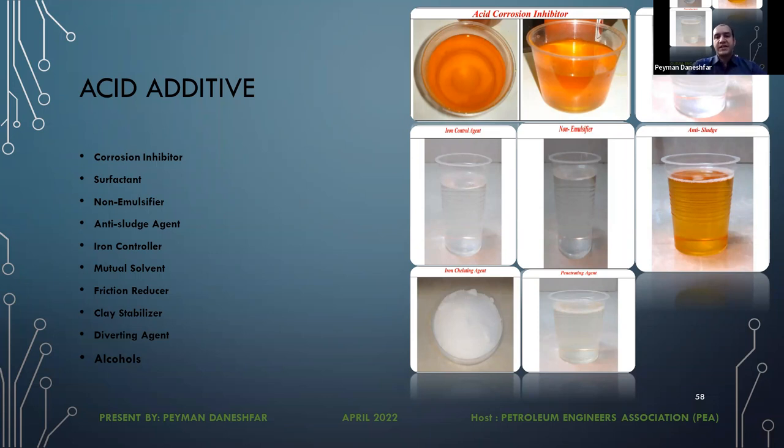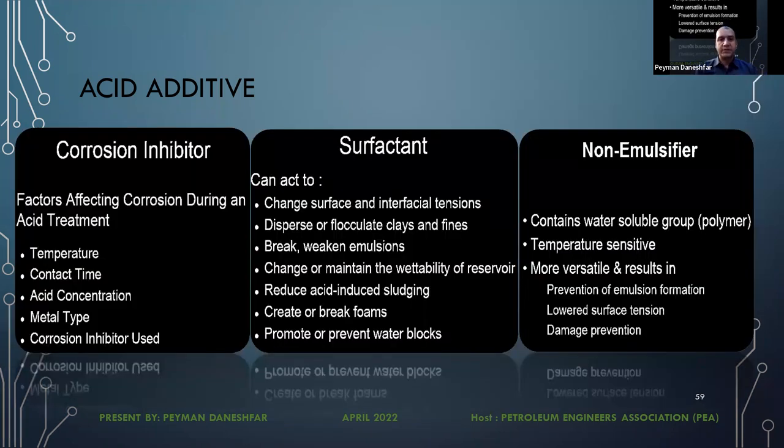So I want to briefly explain the additives. As you can see here, the corrosion inhibitor helps us decrease corrosion during the acid treatment, as the name shows us. And the surfactant, non-emulsifier: we want our acid performance to be good, but we use a non-emulsifier to prevent acid emulsions.